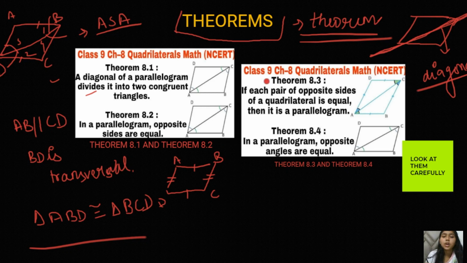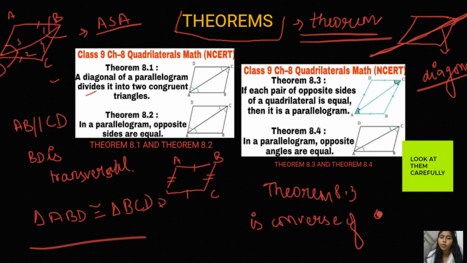Right, now the third theorem is that if each pair of the opposite sides of a quadrilateral are equal, then it's a parallelogram. Basically, theorem 8.3 is the converse of theorem 8.2. It suggests that if any opposite sides of a quadrilateral are equal, then it can be considered as a parallelogram.